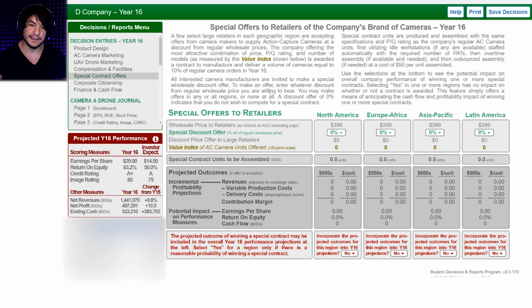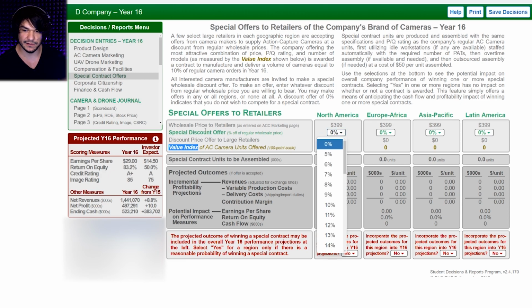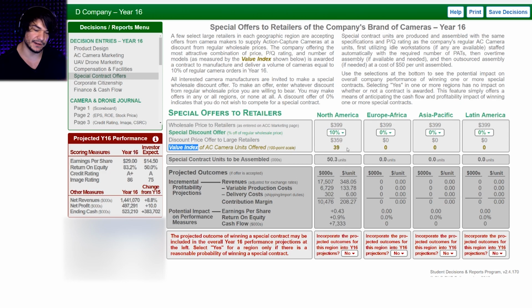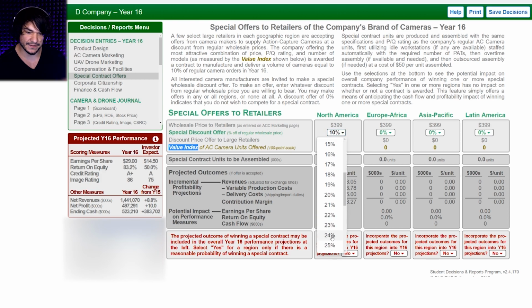So, special offers to retailers. Now, this is really unique. You can read all the paragraphs if you want, but essentially what it's saying is, we have this factory, and we're gonna offer this special deal to these retailers, and the value index is what you have to pay attention to. So, everyone you're competing against, what I found is that only one person wins. So it's an all or nothing deal. So your special discount offer, let's say we do 10%. It has a value index of 39. So obviously if we offer a bigger discount, there's a bigger value there.